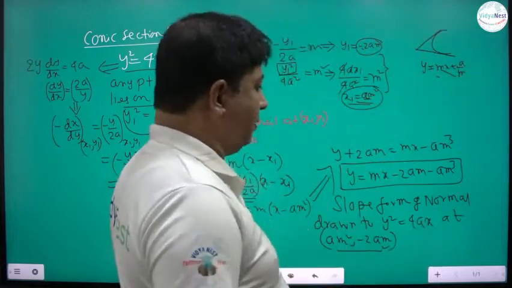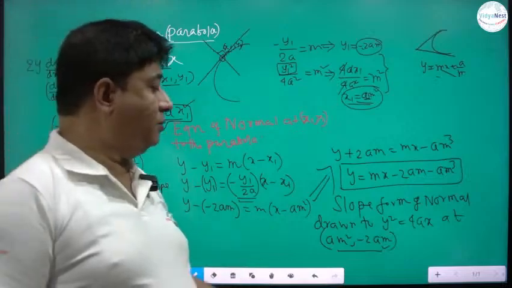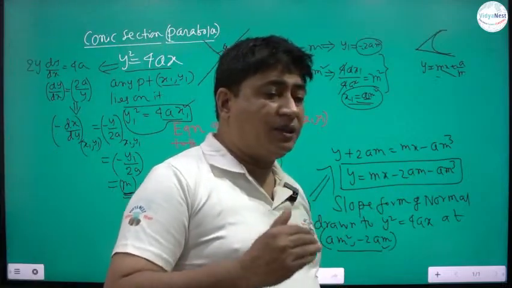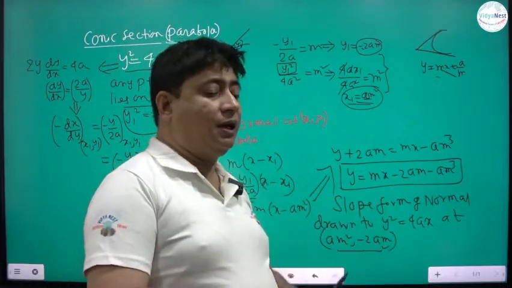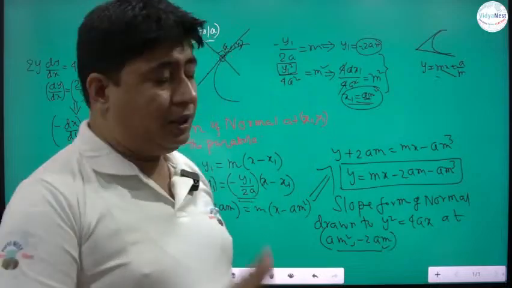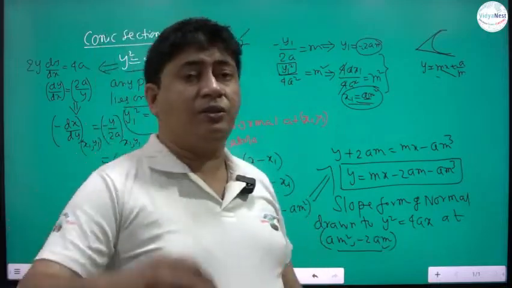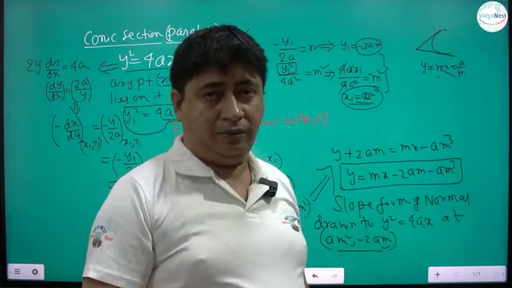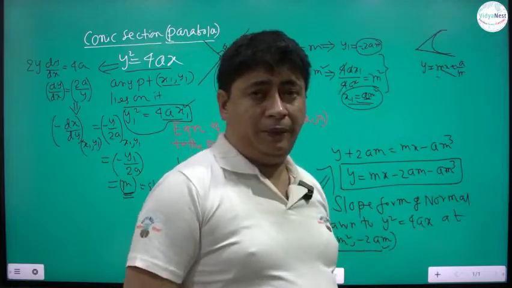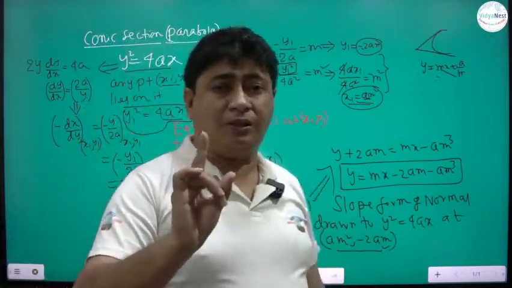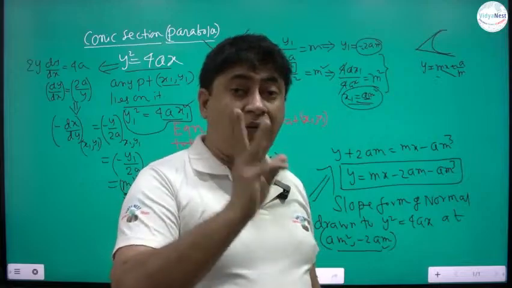But here you observe, what is the power of m? 3. m's power is 3 means it represents a cubic polynomial. Cubic polynomial means by solving I will get 3 values of m, say m1, m2, m3, that means there will be 3 straight lines. If m is considered a slope, and by solving it I get 3 values of m, that means I will get 3 straight lines. Means this is the equation of what? Normal. So I will get 3 normals.